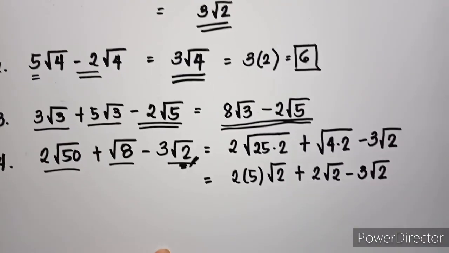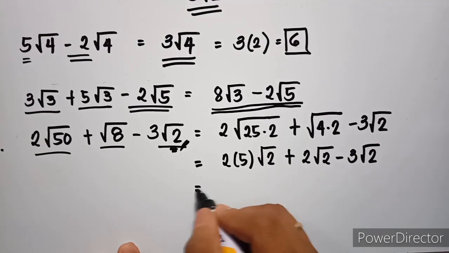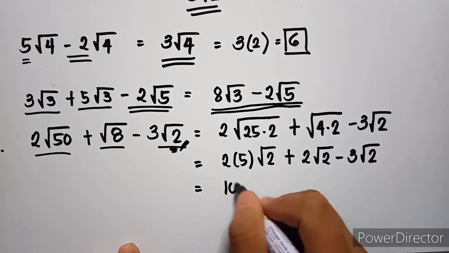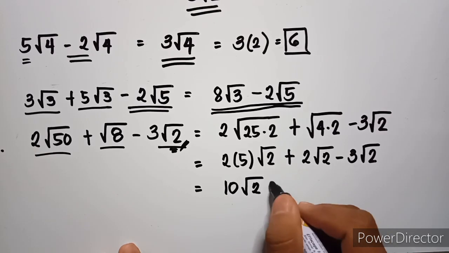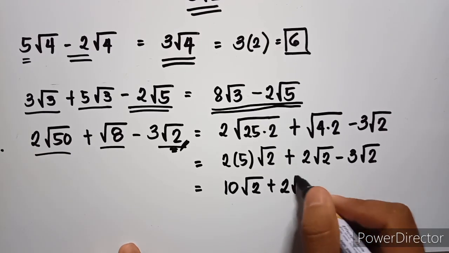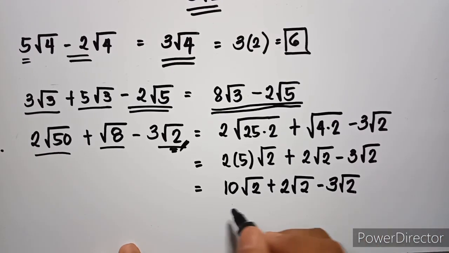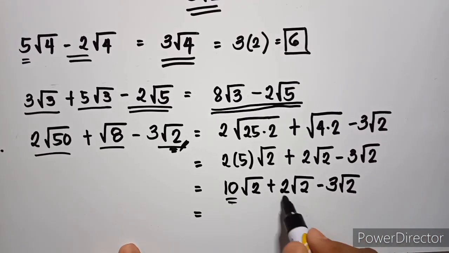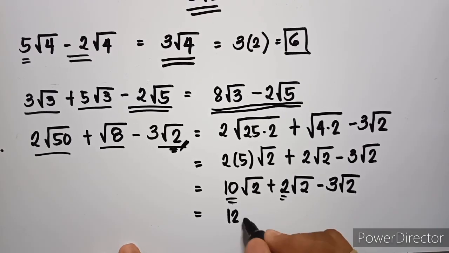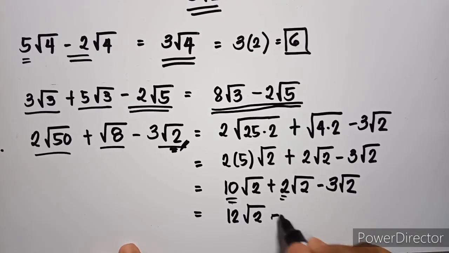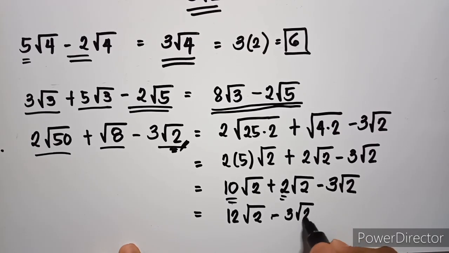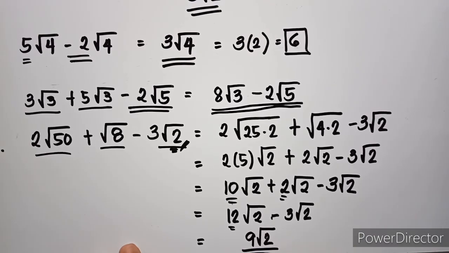Then, we are going to simplify. So, this is equal to 2 times 5 is 10 square root of 2 plus 2 square root of 2 minus 3 square root of 2. Then we will have 10 plus 2 is 12 square root of 2 minus 3 square root of 2. The answer is 12 minus 3 is 9 square root of 2. And this is our answer.